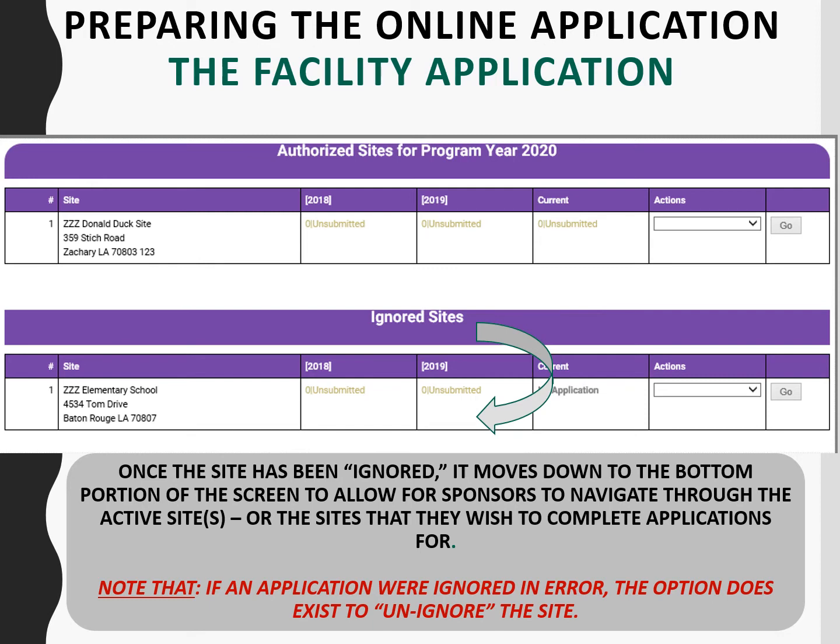Once the site has been ignored, it moves down to the bottom portion of the screen to allow for sponsors to navigate through the active sites or the sites that they wish to complete applications for. Note that if an application were ignored in error, the option does exist to unignore the site.